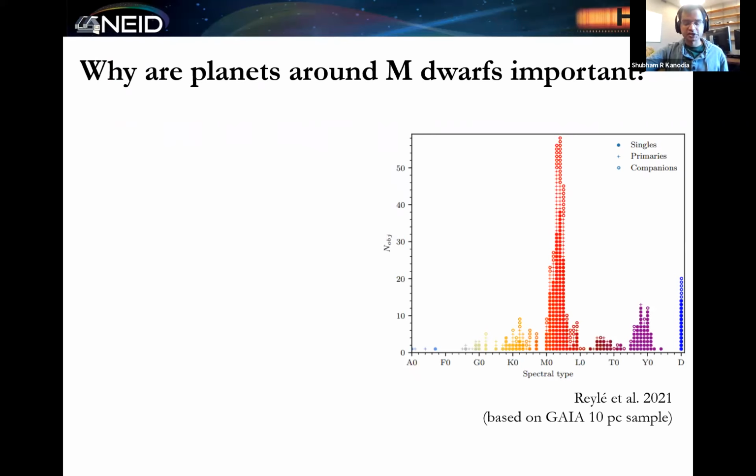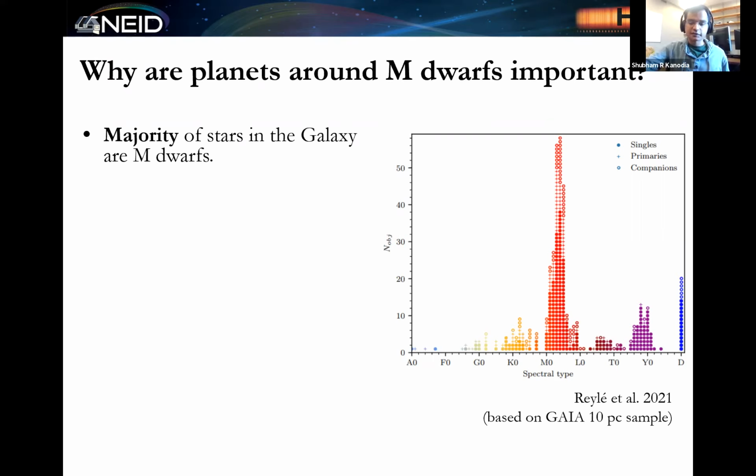So the big question. And one of the reasons for that is the majority of the stars in the galaxy are dwarfs. That's what this histogram on the right shows based on Gaia data. And this has been shown in the past as well, that the bulk of the stars near the sun and in the galaxy are dwarfs.